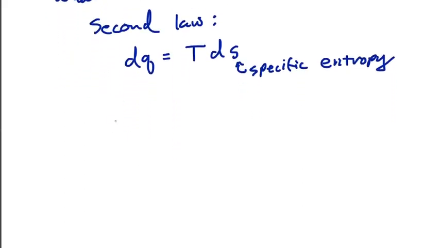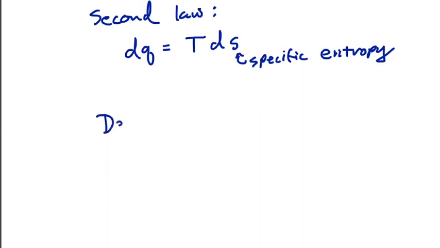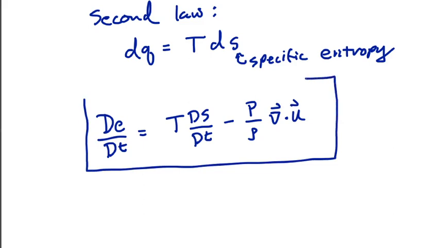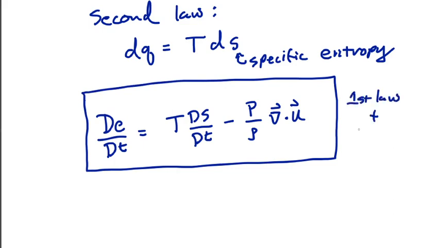We get that dE/dt is equal to T ds/dt minus p over density rho div u. Put in our vector signs. And again, we've assumed that this is a fluid following the first and second law of thermodynamics, but we have not assumed that it's an ideal gas. So this comes from the first law and second law of thermo.